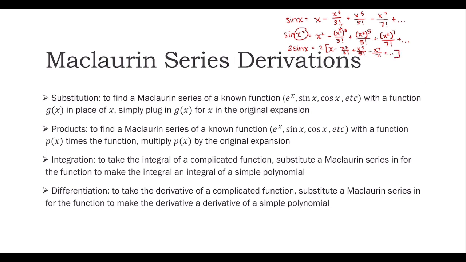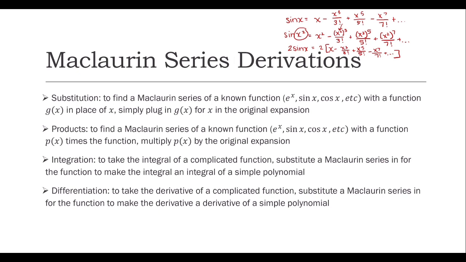For integration, to take the integral of a complicated function, you'll substitute a Maclaurin series for the function to make the integral an integral of a simple polynomial. So if you have a combination of polynomials and trig functions or exponentials or anything that's more complicated, you can switch your complicated function for your Maclaurin series approximation and use that to simplify the function before taking the integral.